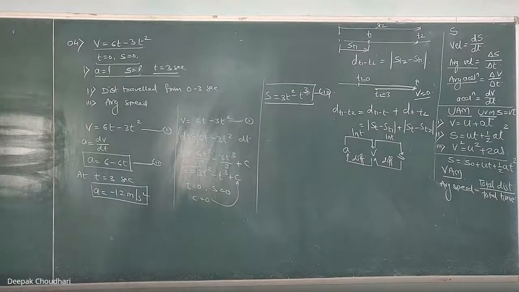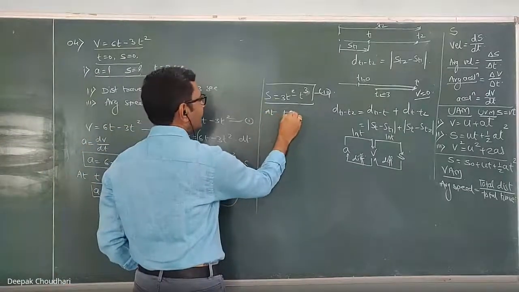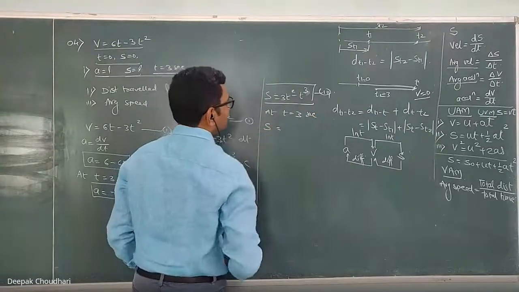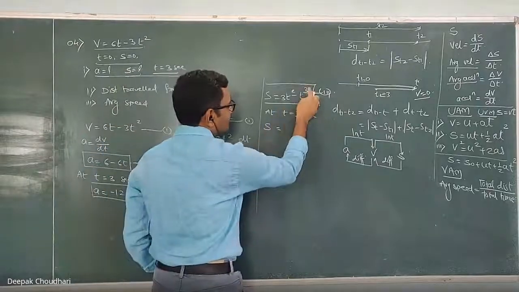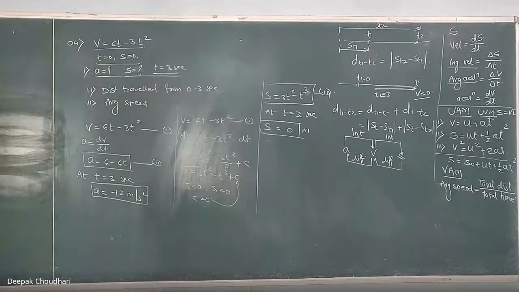Understood? Now I have to calculate the position when t equal to 3 seconds. So at t equal to 3 seconds, calculate how much is the displacement. Substitute t equal to 3. So it is 3 cube, this is also 3 cube. So s equal to 0. Am I right? Okay, s equal to 0 meter.